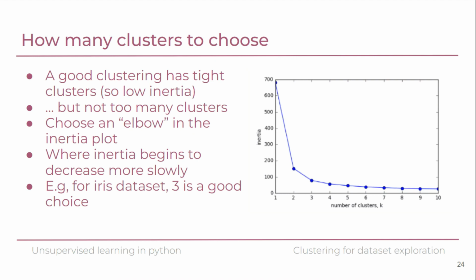Ultimately, this is a trade-off. A good clustering has tight clusters, meaning low inertia, but it also doesn't have too many clusters. A good rule of thumb is to choose an elbow in the inertia plot, that is, a point where the inertia begins to decrease more slowly. For example, by this criterion, 3 is a good number of clusters for the iris dataset.